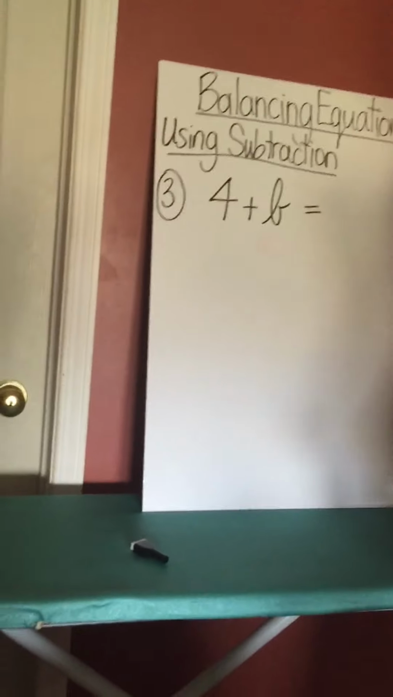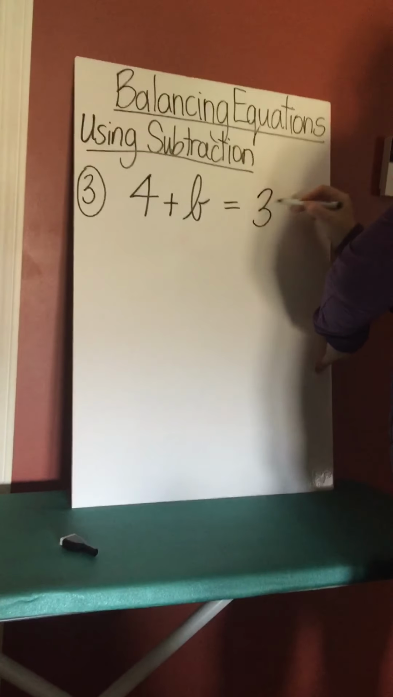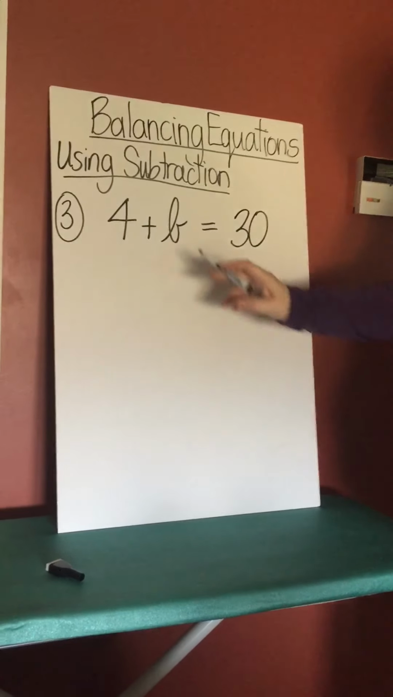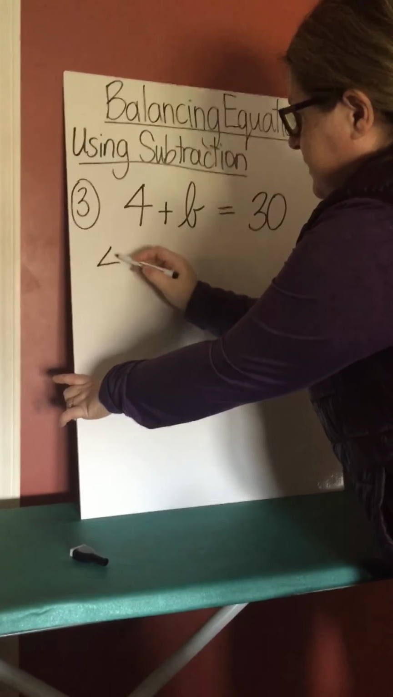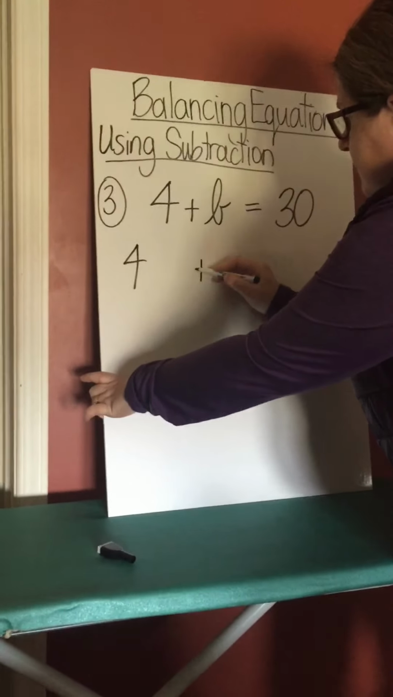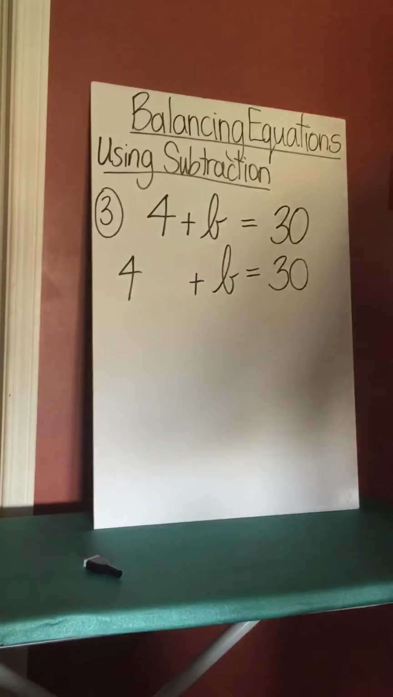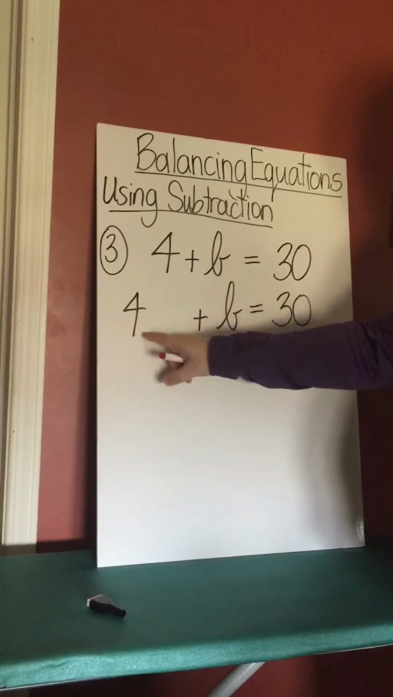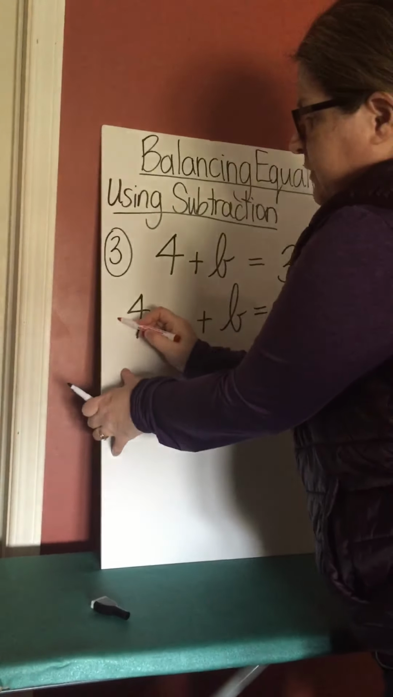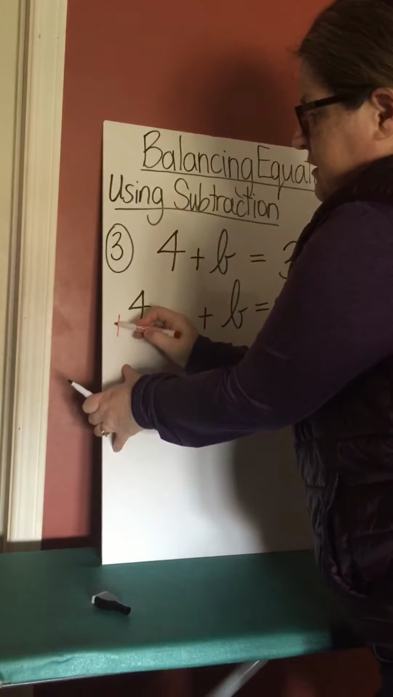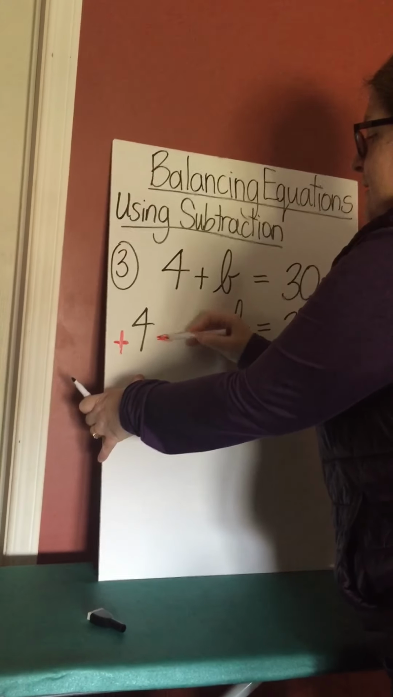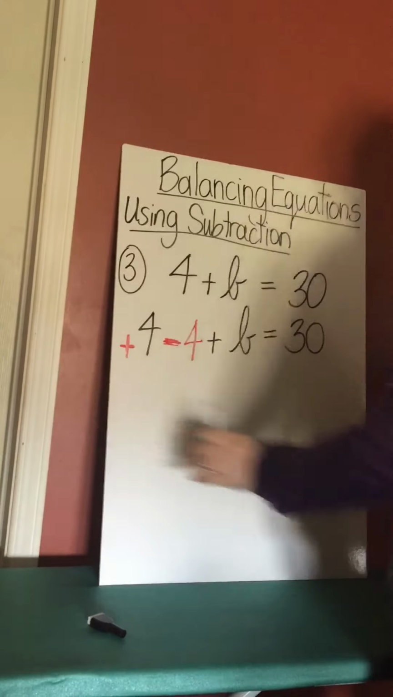Four plus b is equal to 30. We're going to copy it down exactly how we did the original question, but notice I left a space right here. We're trying to get the b all by itself. Unfortunately, we can't get to the b because it has a 4 added in front of it. We all recognize that there is an invisible addition sign in front of that 4. It is a positive number. And so we're going to take away 4 from both sides of the equation.